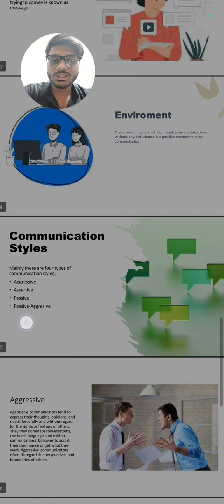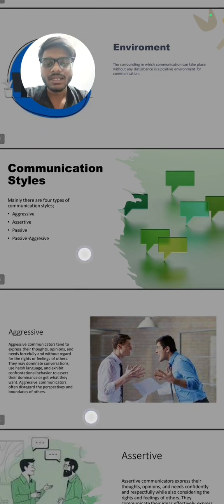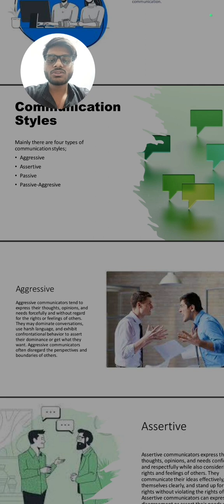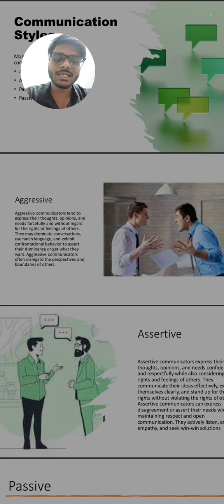There are various communication styles. Mainly we are covering here the aggressive, assertive, passive, and passive aggressive. An aggressive communicator tends to express their thoughts, opinions, and needs forcefully and without any regard for the rights or feelings of others. They may dominate conversation, use harsh language, and exhibit confrontational behavior to assert their dominance or get what they want. Aggressive communicators often disregard the perspectives and boundaries of others. This type of communication often doesn't lead to good results in the long term. It can be good only once.